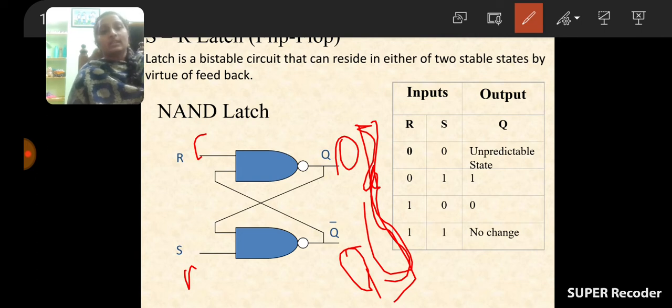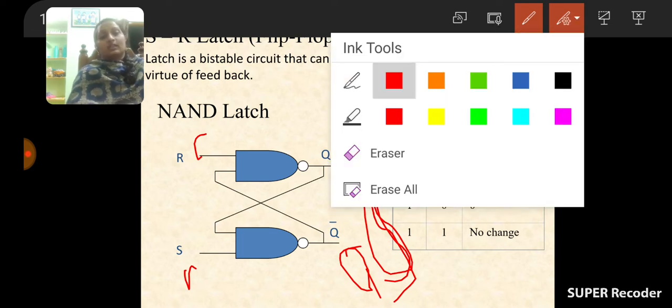But by application of both inputs high or both inputs low, it will violate the principle of original outputs. So by application of 0 and 0, the state is called the unpredictable state. And by application of 1 and 1, it is called the no change or hold condition state. If S is equal to 1, the normal output Q is equal to 1. This state is called set condition. If S is equal to 0, R is equal to 1, then the original output Q is 0 and Q bar is 1. So this condition is called reset condition.